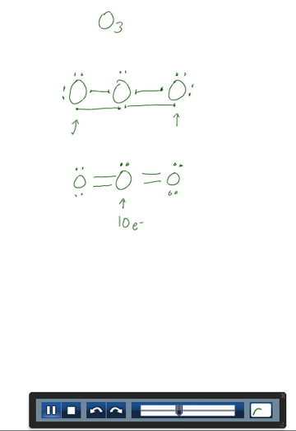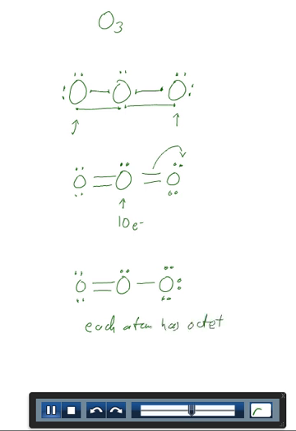So what I can do is I can take a pair of electrons and move it out from bonding in the central oxygen atom to an end oxygen atom. So now it's taking one of the bonding pairs. So now what I have is this. So now if I count electrons, each atom has its octet, 8 electrons around it.